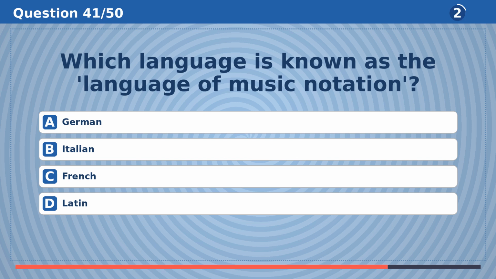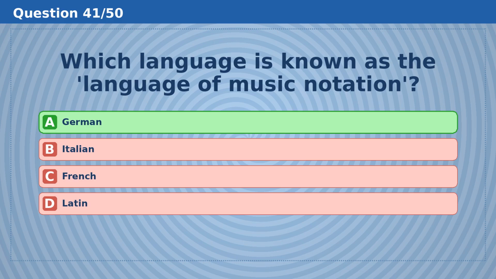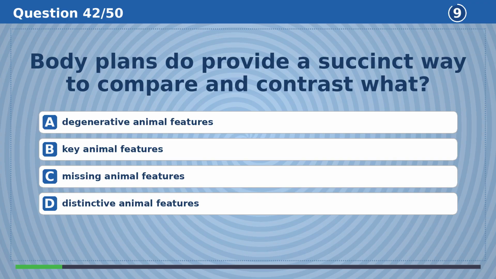Which language is known as the language of music notation? The answer is A. German.